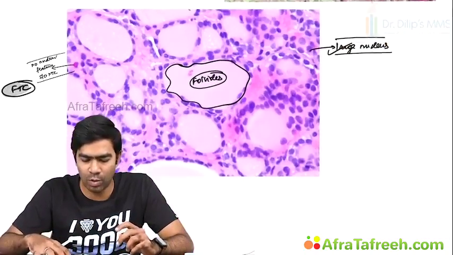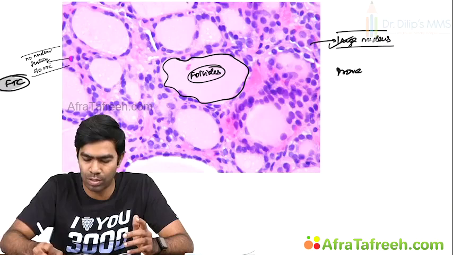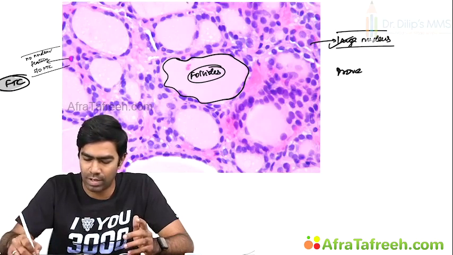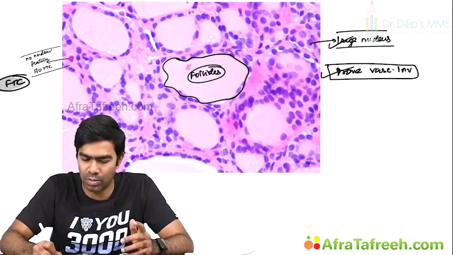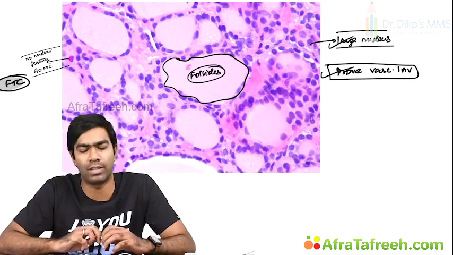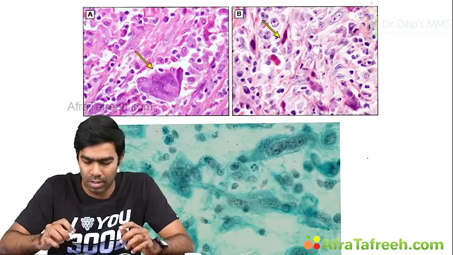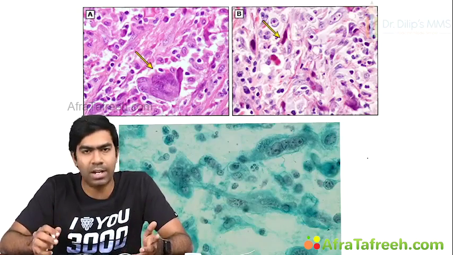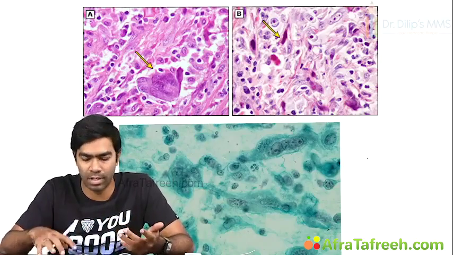And all these things alone will not tell you it's a follicular carcinoma. You have to prove the presence of vascular invasion. So this will tell you whether the patient has a follicular thyroid cancer or just a follicular adenoma. Let us move on and discuss the atypical cases like anaplastic and medullary thyroid cancer.